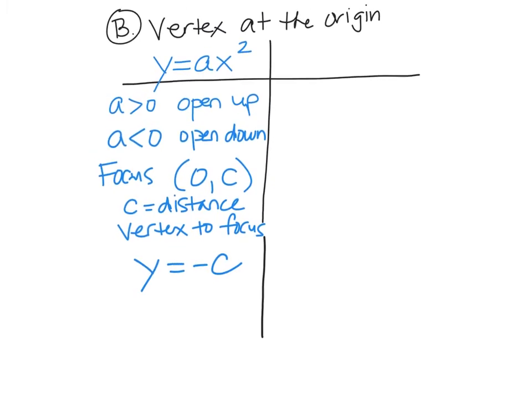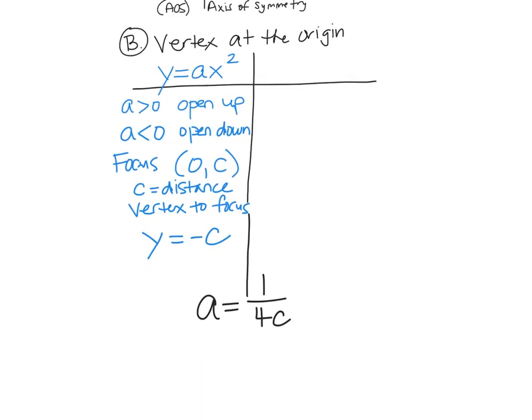And then, here's the most important formula that you need. You're going to use this with every single parabola problem. Are you ready for it? A equals, I'm going to write it in black because it actually goes for both of these. A equals 1 over 4 times C. That is the most important equation of this entire lesson.